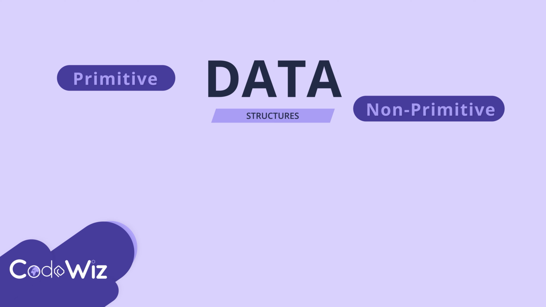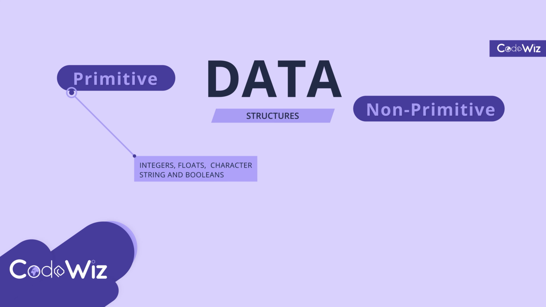Primitive data structures are the most basic and fundamental data structures that are built into the programming language itself, and primitive data structures are available to programmers, so they can use them as a built-in type. The most common primitive data structures include integers, floats, characters, strings, and booleans. These data structures are found in almost all programming languages. I have included the file in the resources section.